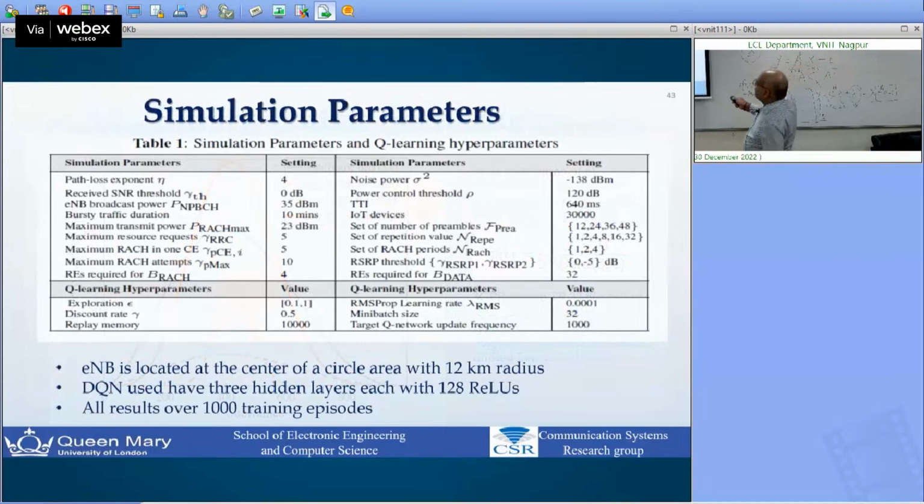Here you see, when you take the action, say the number of preambles, that agent can select among these 4 possible actions.